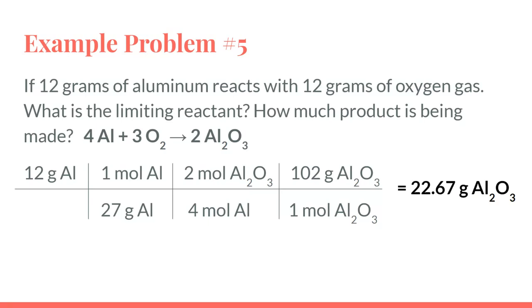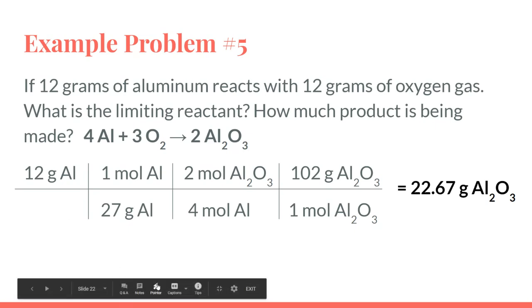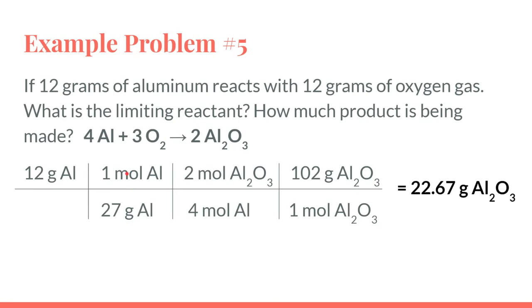So this is what you should have gotten. You should have found that 22.67 grams of aluminum oxide was going to be produced. We started with the 12 grams of aluminum in the problem. We did a simple mole conversion to turn that into moles of aluminum. We then used the balanced equation to get a mole-to-mole ratio to convert from aluminum to aluminum oxide. And then we used another simple mole conversion to convert from moles of aluminum oxide into grams. You should have gotten an answer of around 22.67 grams of aluminum oxide being produced.